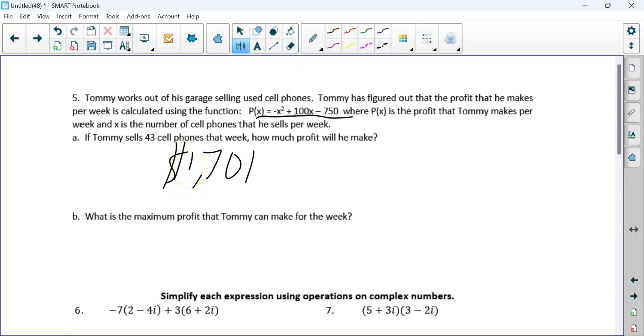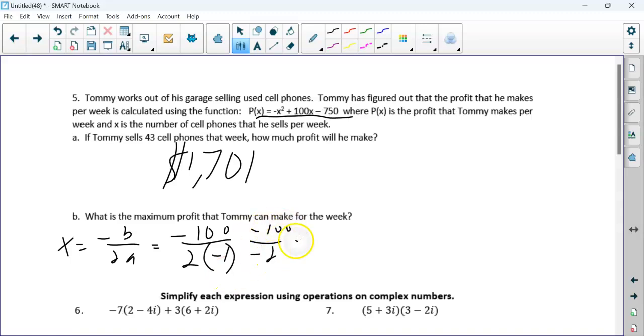What's the maximum profit? Well, that again is opposite of B over 2A. So that's opposite of 100 over 2 times negative 1. That's negative 100 divided by negative 2, which is 50. So that means 50 phones will give him maximum profit.